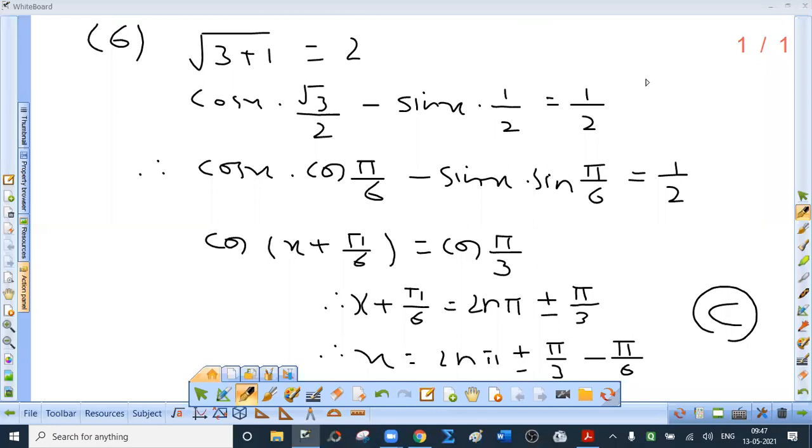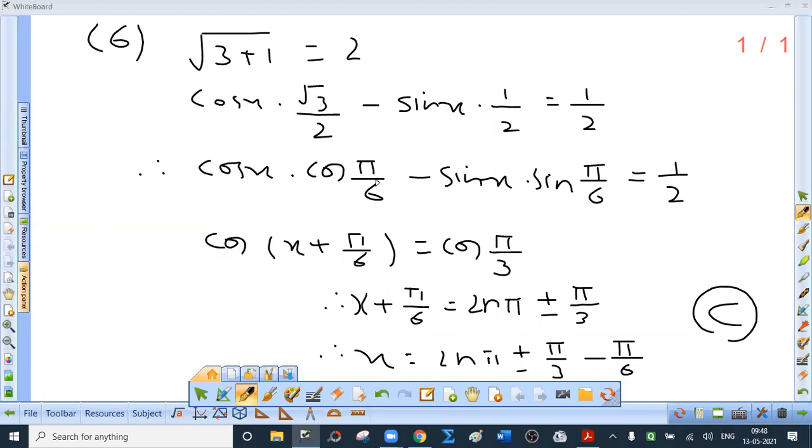Sixth one, if root 3 cos x minus sin x is 1, then general value of x is. See, the working rule is simple. I am talking about the general expression a cos x plus b sin x: you have to divide both sides by root a square plus b square. So here we will be dividing by root of root 3 square is 3, minus 1 square is 1. So root of 4, that is 2. So divide both sides by 2 to get this.